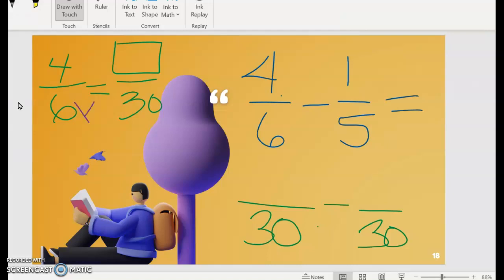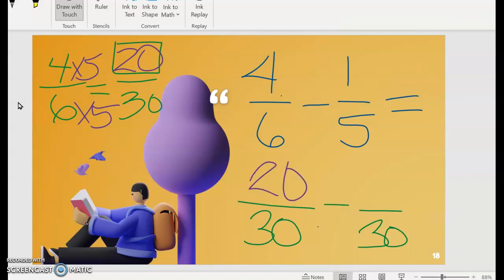So what will I multiply 6 by to get 30? I'm going to multiply by 5. And remember, whatever I multiply the denominator by, I have to also multiply the numerator by. So that gives us 20 over 30.